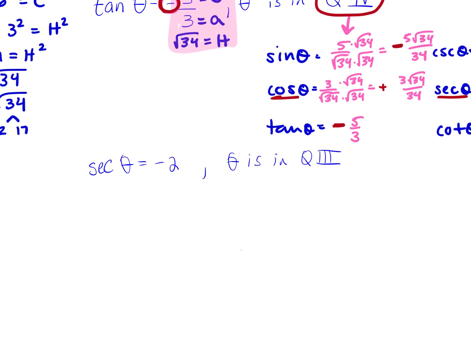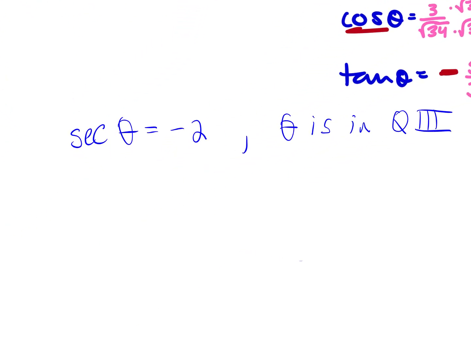All right, so looking at secant is equal to negative 2. How would I make negative 2 a fraction?